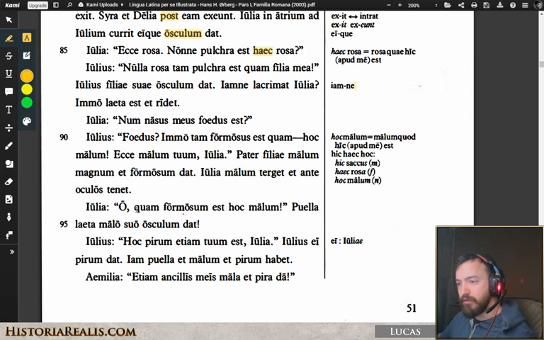Julia: Oh, quam formosum est hoc malum. Oh, how beautiful is this apple. Puella laeta malo suo osculum dat. The girl, happy, gives her apple a kiss.